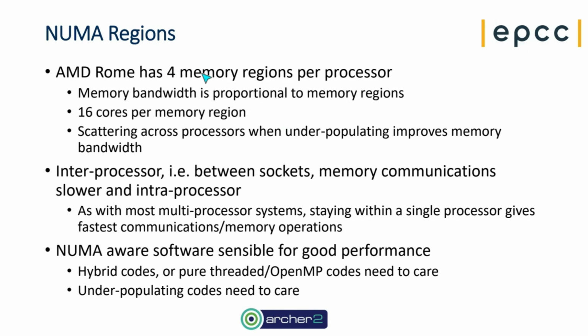So we have 4 of these NUMA regions per processor. The memory bandwidth is basically proportional to the memory regions, and we have 16 cores per memory region. If you're underpopulating, running fewer MPI processes than you have cores, then spreading them across the different NUMA regions will improve the memory bandwidth. That's how Slurm is configured by default.